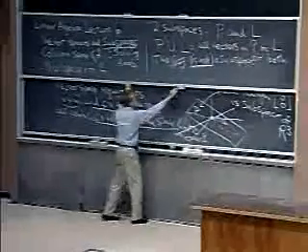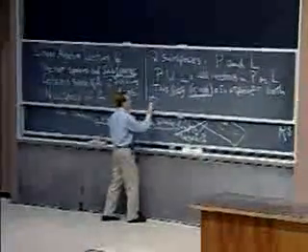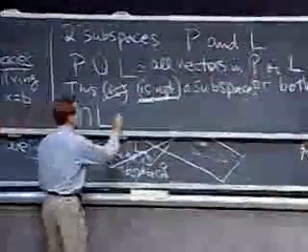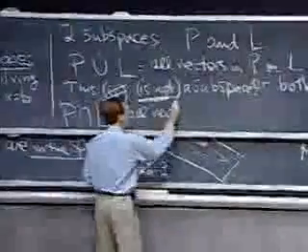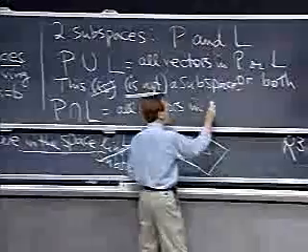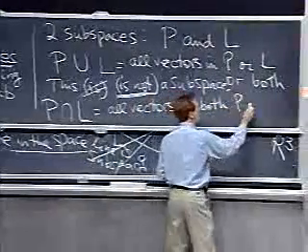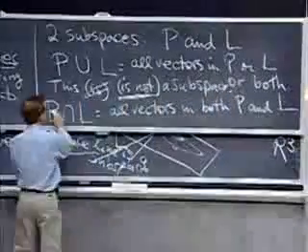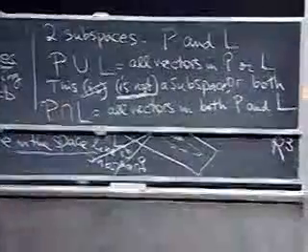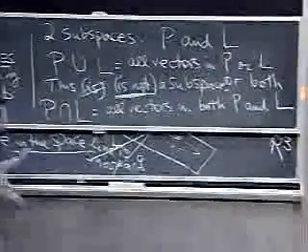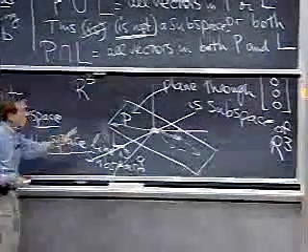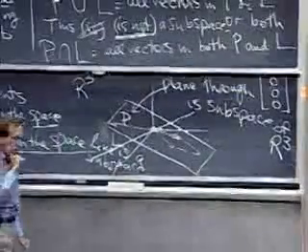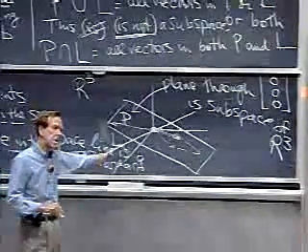Okay, now let me ask you about the other thing we do: take the intersection. So what does intersection mean? Intersection means all vectors that are in both P and L. Is this a subspace? Yeah, so I guess I want to go back up to the same question. This is or is not a subspace. And you can answer the question first for this particular example, this picture I drew. What is P intersect L for this case?